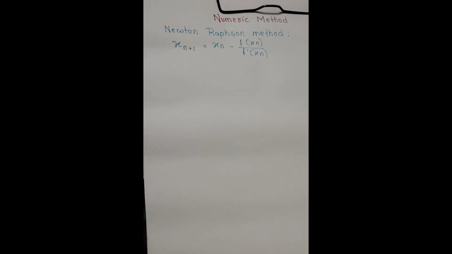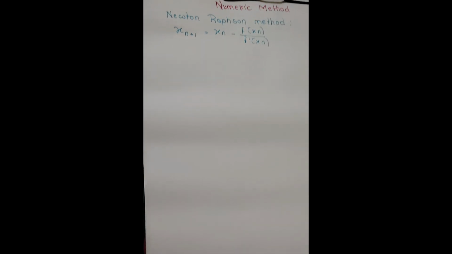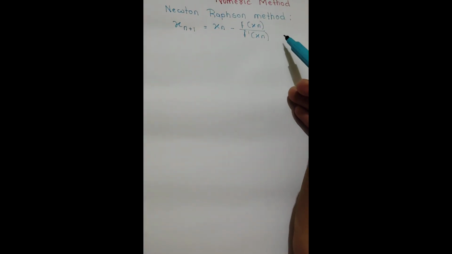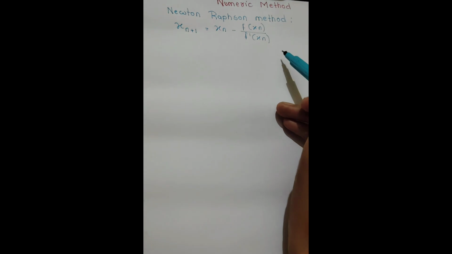So hello everyone, today we are learning numeric methods. First we see the formula of the Newton-Raphson method, which is x_{n+1} = x_n - f(x_n) / f'(x_n).